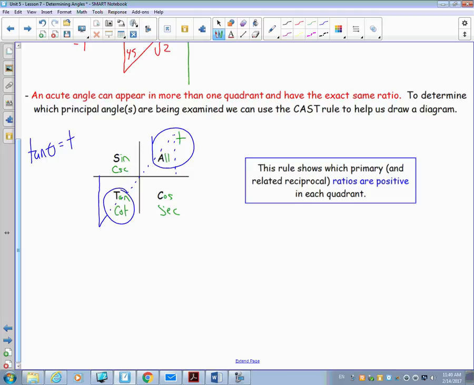If tan had been negative in the previous one, well, then I would have to draw in the other quadrants where it's not positive. In other words, the sine quadrant and the cos quadrant. The CAST rule tells us where things are positive, and by elimination, it also tells us where things are negative.